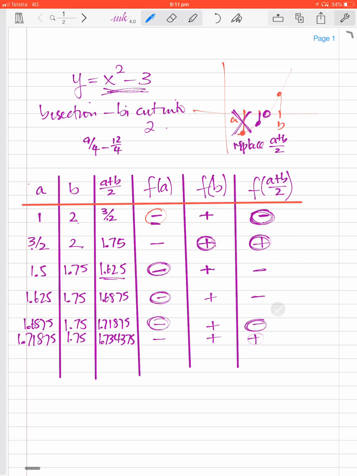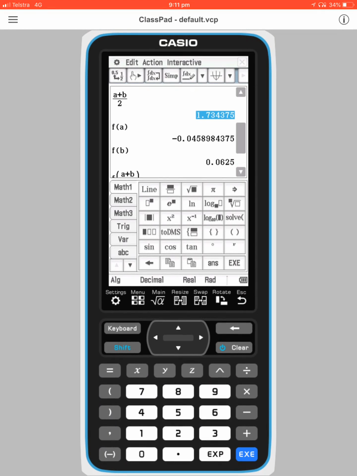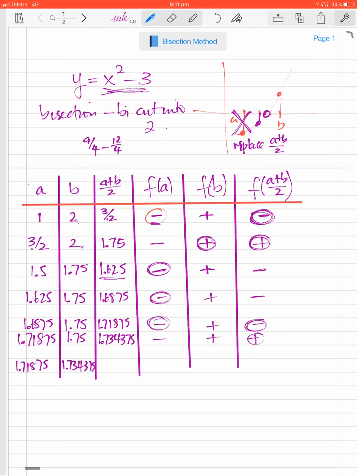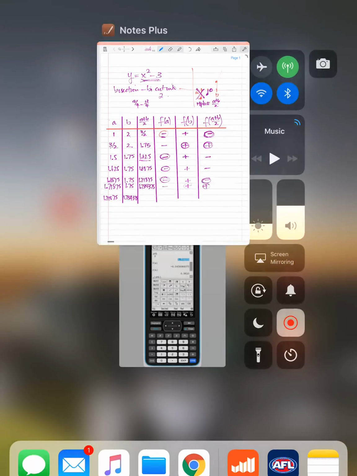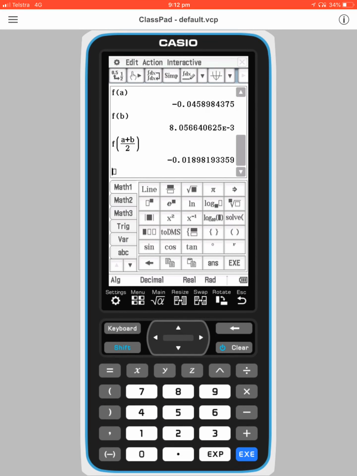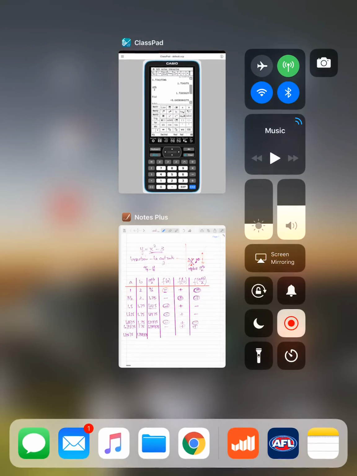This time I replace 1.75 with 1.734375. Okay, let's go up, copy, and I was replacing B because B is positive. So go up here, edit, paste. Okay, go back up, hit enter, and our midpoint is 1.7265625.